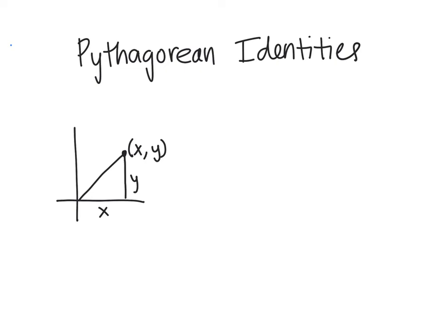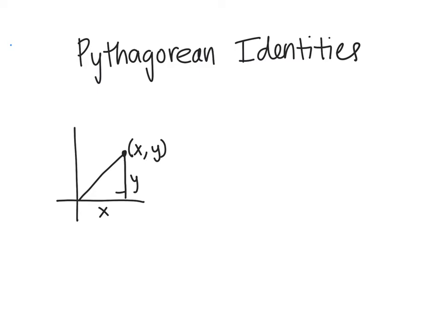Okay, our last set of identities come from the Pythagorean theorem. So these are called the Pythagorean identities. I'm going to show you where they come from so that you know how to build them, but in the long run, you're just going to need to know the three different identities. So first one starts with sine and cosine.